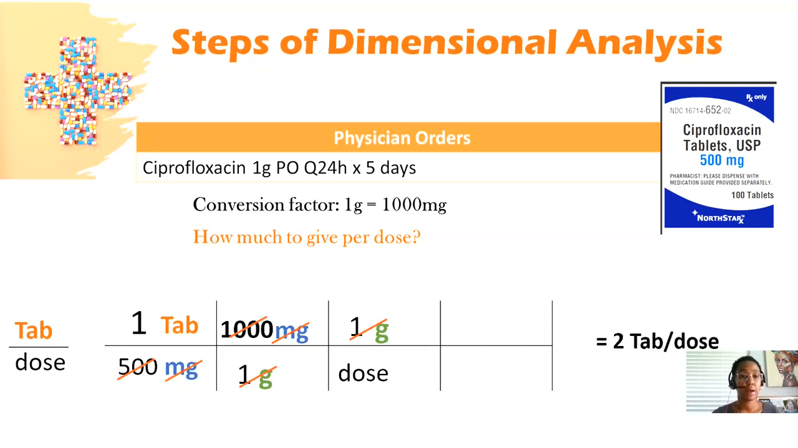You're going to multiply across and then divide across. In your calculator, you're going to put 1,000 divided by 500, and then you're going to get 2 tabs per dose. Yes, this is an example you could have done with desired over have. It seemed pretty easy, but this is just kind of the appetizer. We're going to get into a more complex example soon.